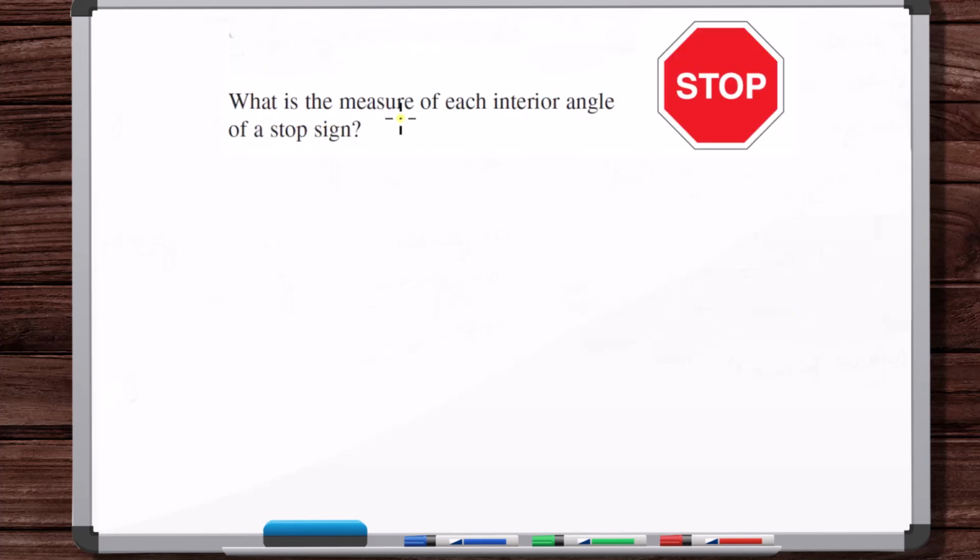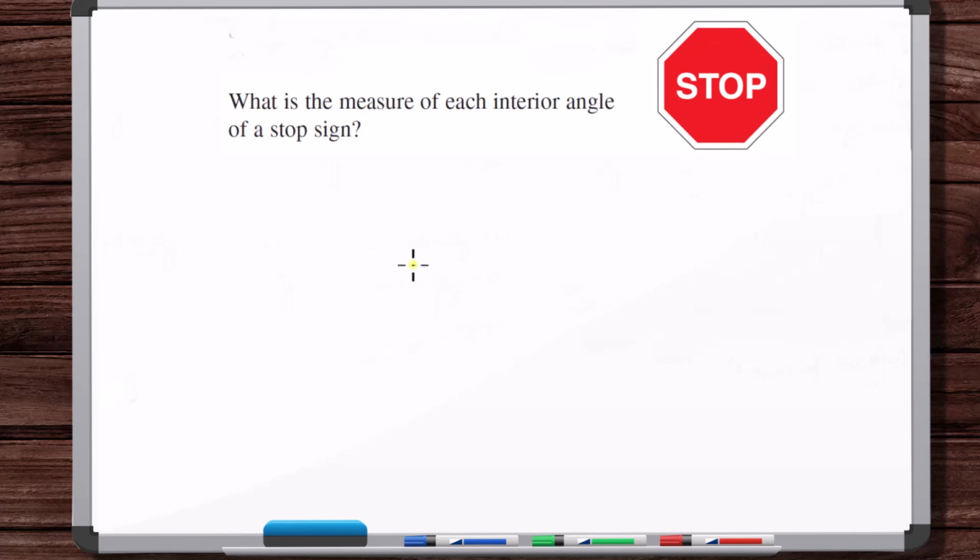Okay, what is the measure of each interior angle of a stop sign? Well, we've got 1, 2, 3, 4, 5, 6, 7, 8. So this is an octagon. And we could get the sum of the measures of the interior angles no matter what kind of octagon it was, even if it was concave or convex with all kinds of different side lengths. But in this case, we can see this is a regular octagon. It's just symmetrical everywhere. The side lengths are the same.